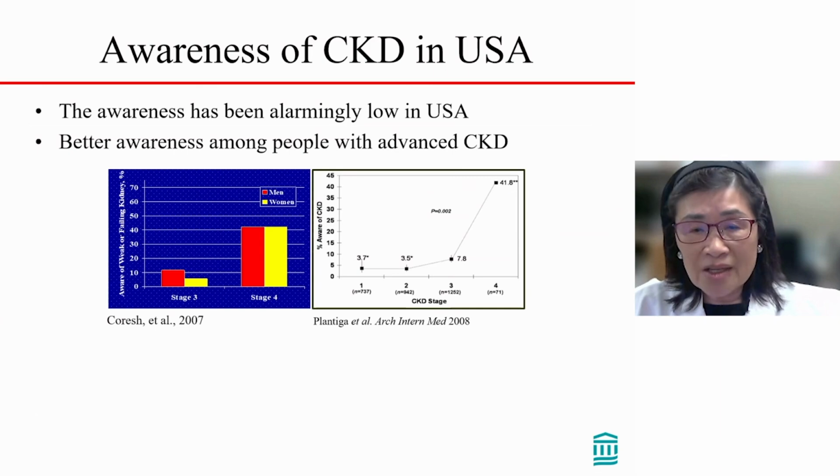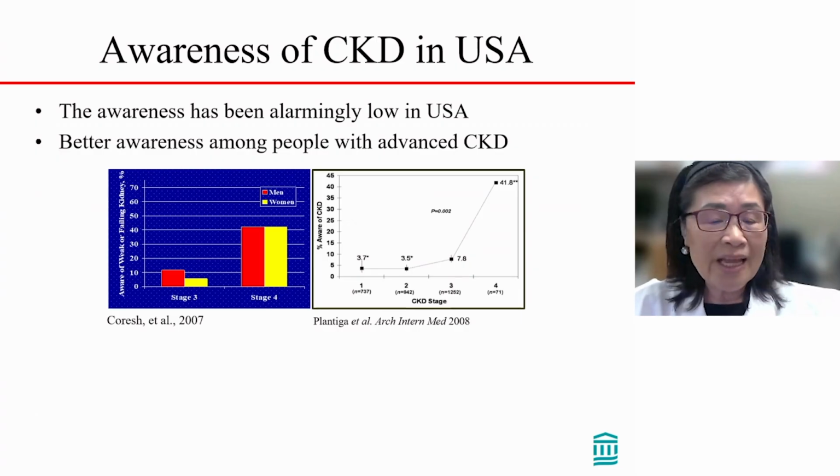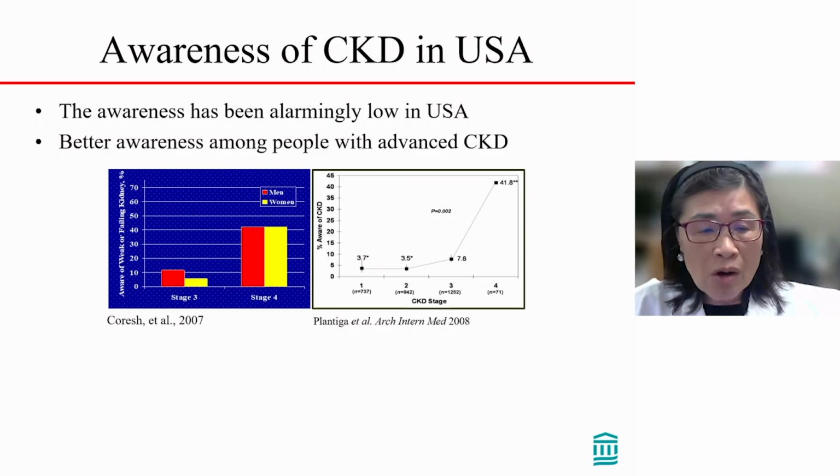I'm using the United States data because it's very striking. This slide here shows very old data. However, interestingly, it is identical. The awareness among stage 3 is incredibly low, less than 10%. The awareness for stage 4 is a little bit over 40%. Are we getting better in the United States?